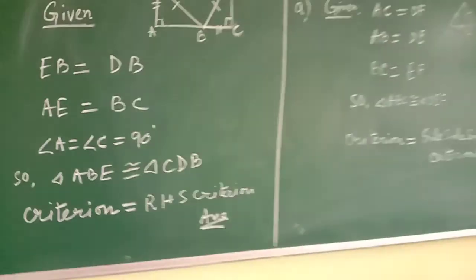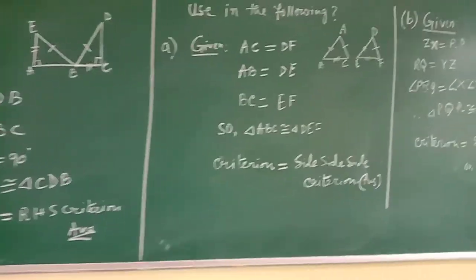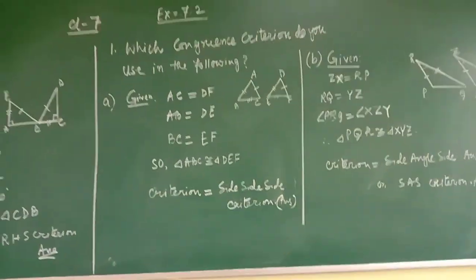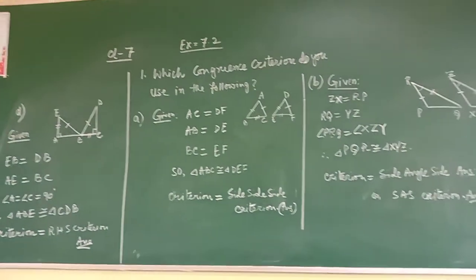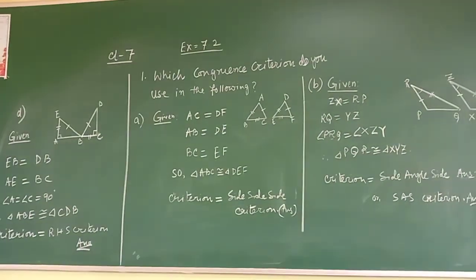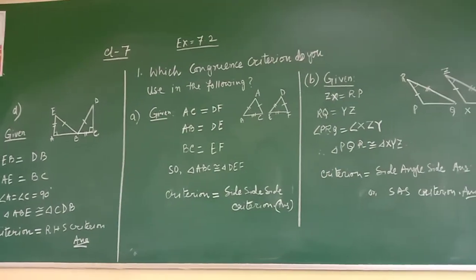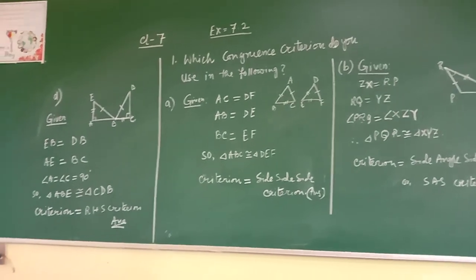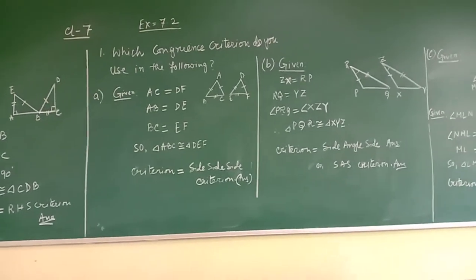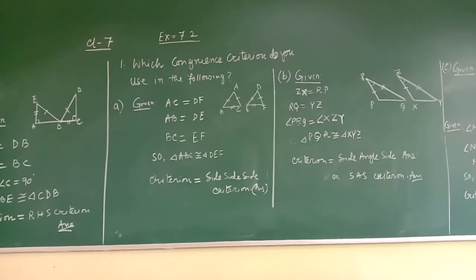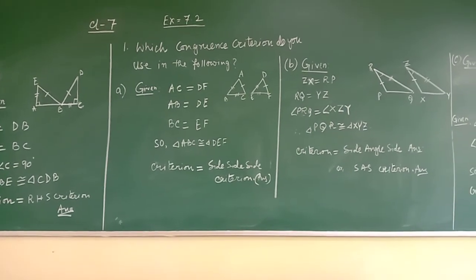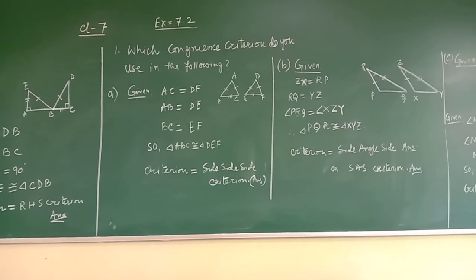Yesterday we learned only the criteria, and today we have used these criteria and learned how to use them to make two triangles congruent. We are just using the criteria of congruent triangles.